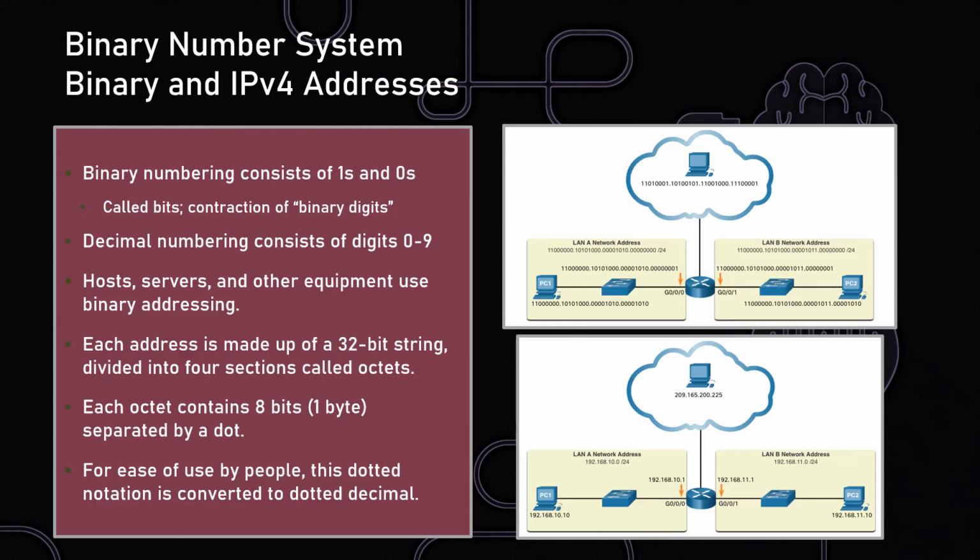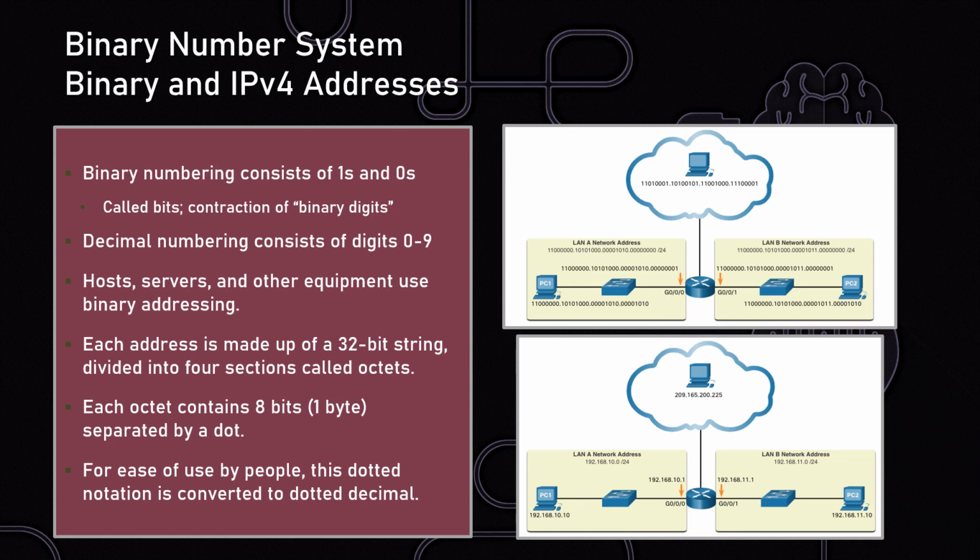So the binary number system relies on the presence or absence of voltage, an off and on, yes or no, true or false value, and it's represented mathematically by a 1 or a 0. These 1 or 0 representations are called bits, and the term bit is a contraction of binary digit. Decimal numbering consists of the digits 0 through 9, so how do we make these line up?